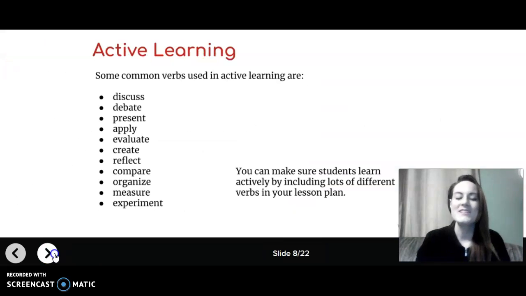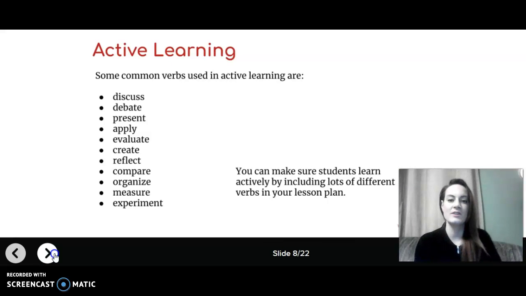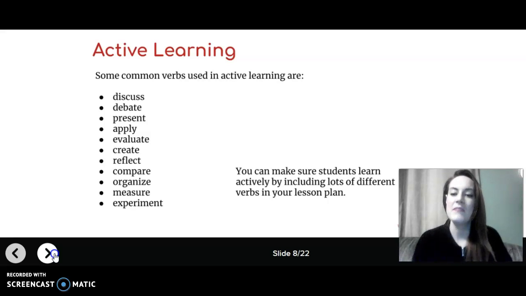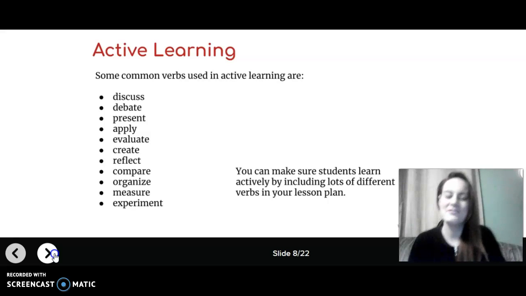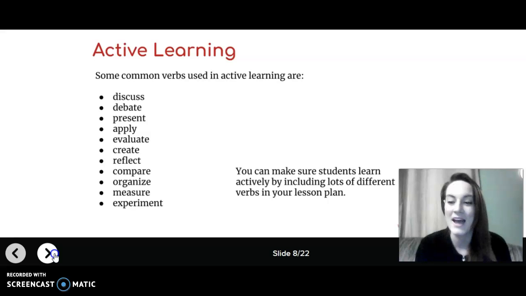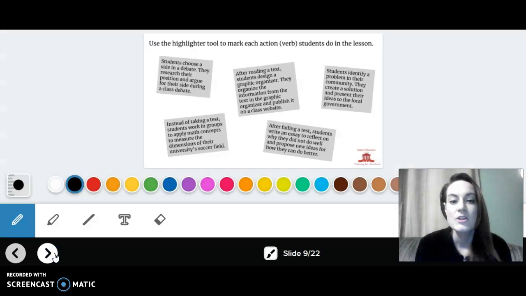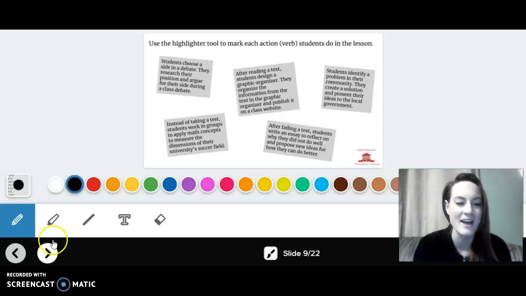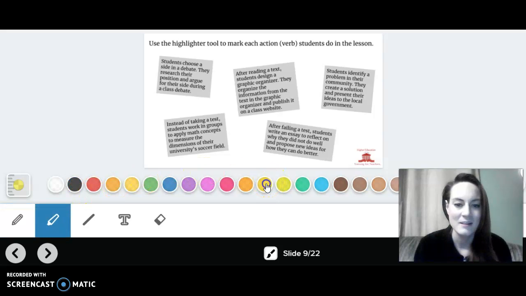Some common verbs used in active learning are discuss, debate, present, apply, evaluate, create, reflect, compare, organize, measure, and experiment. You can make sure students learn actively by including lots of different verbs in your lesson plan. Use the highlighter tool to mark each action verb students do in the lesson. So let's do that. Here's the highlighter. I'll make it yellow.